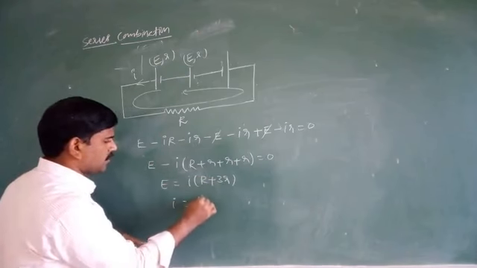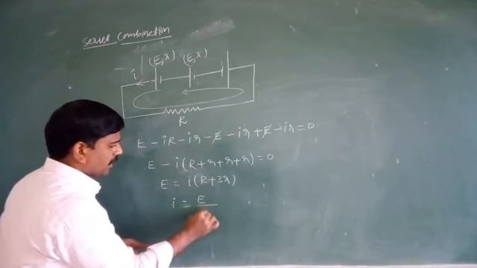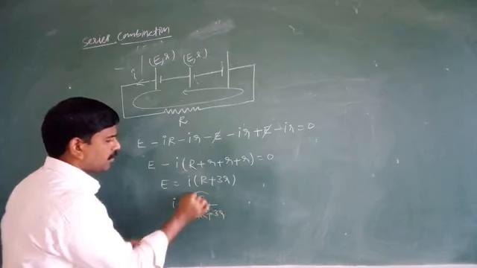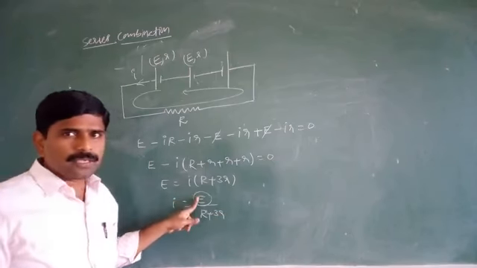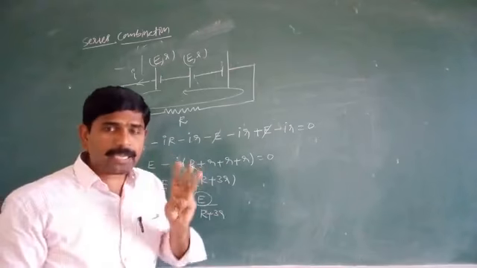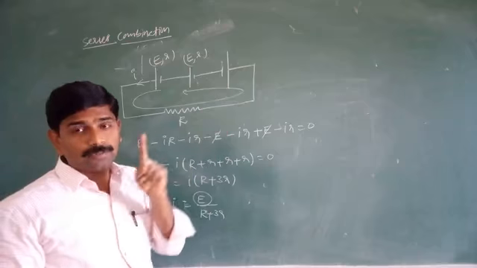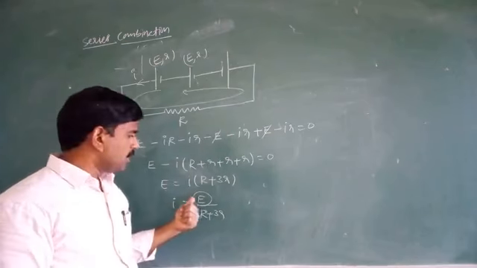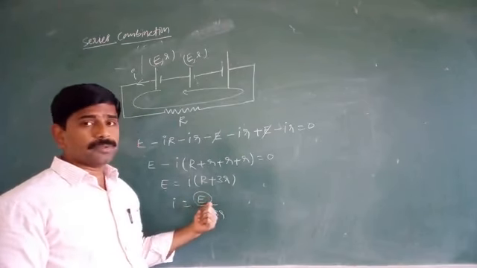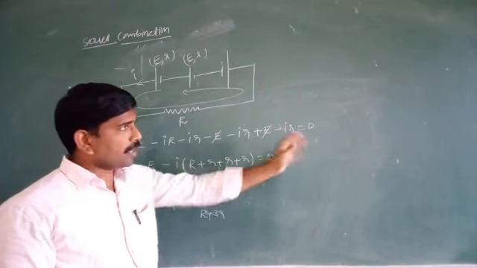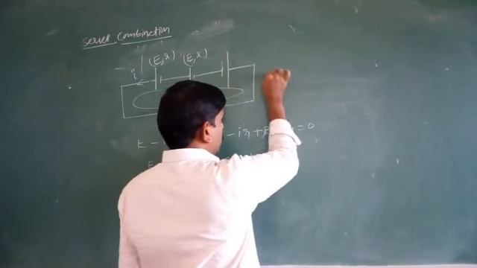Therefore, current I is equal to E by (R plus 3r). Here the equivalent EMF is equal to how much? When we take three identical cells, and one cell is connected wrongly, then the equivalent EMF is equal to E. Already we know the expression in this situation.